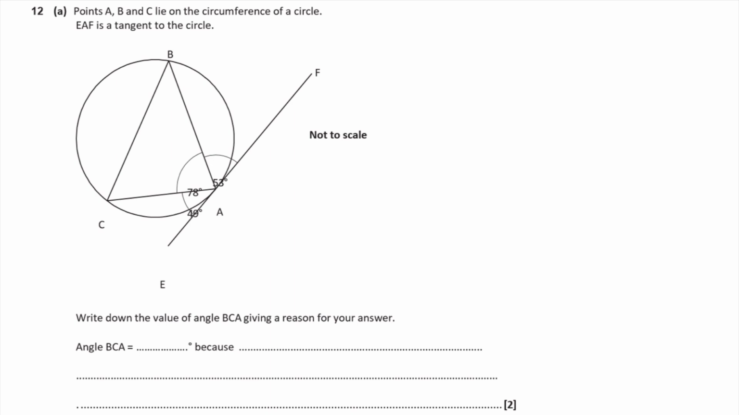Question 12a. Points A, B, and C lie on the circumference of a circle. EAF is a tangent to the circle. Write down the value of angle BCA, giving a reason for your answer. Okay, so where's BCA? Well, here's B, there's C, there's A. So B, C, A.